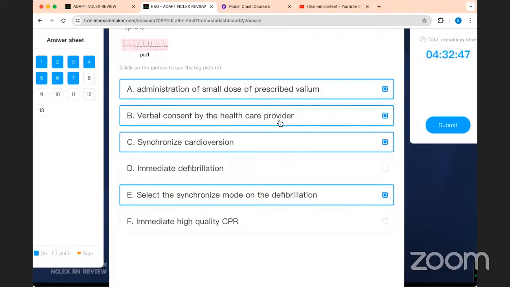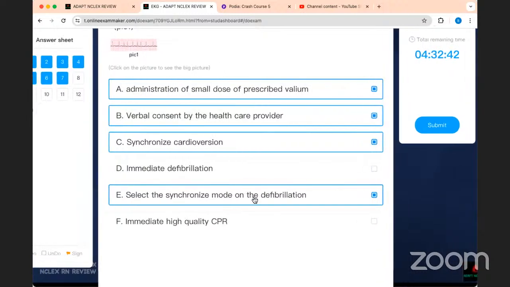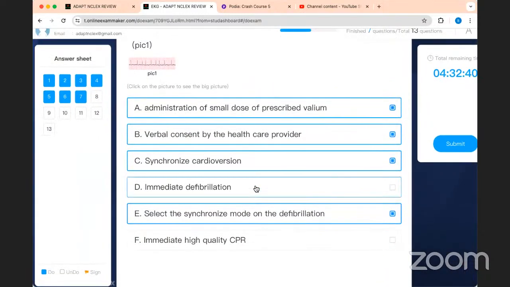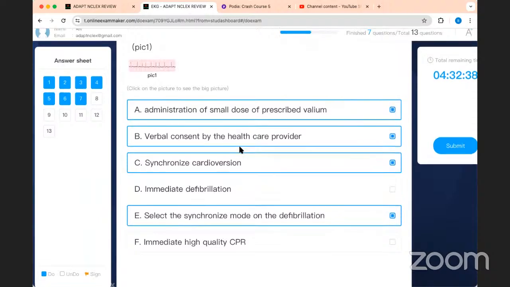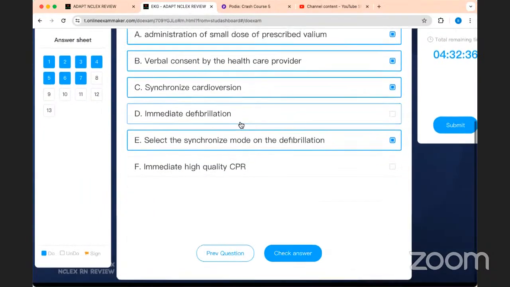First, talk to them, give them Valium, turn the sync mode on, and then shock them. So that's the way it will go.